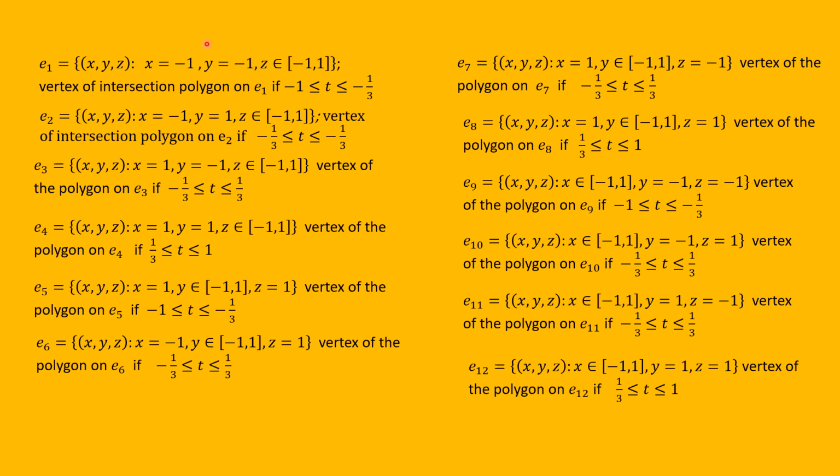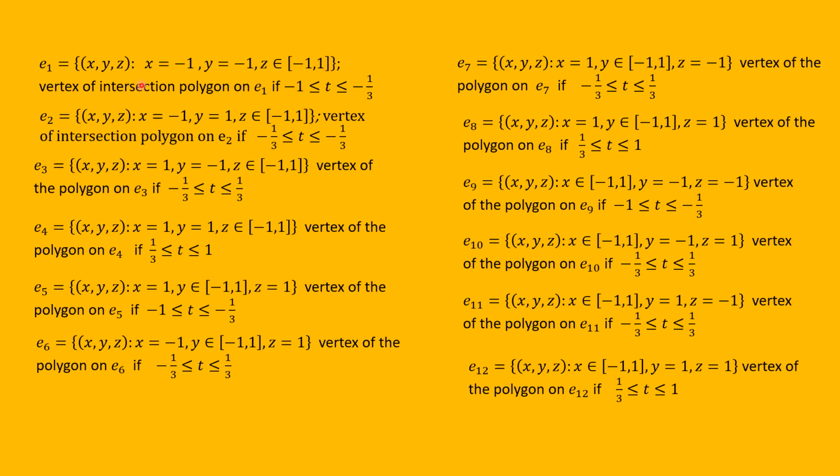This slide summarizes what we have seen before. E sub 1 is an edge of that cube. The cube, remember, was the set of x, y, z, where x, y, and z ranged between minus 1 and 1 for all three coordinates. So E sub 1, that edge, was the set of points where the x-coordinate was minus 1, the y-coordinate was minus 1, and the z-coordinate could range anywhere between minus 1 and 1.